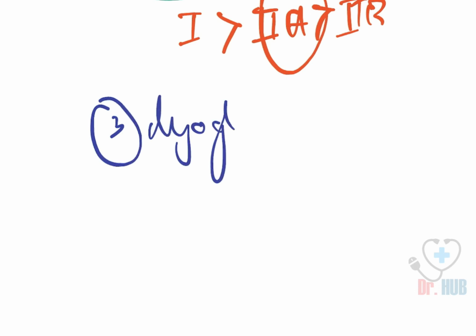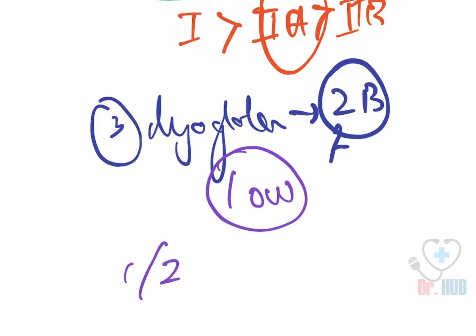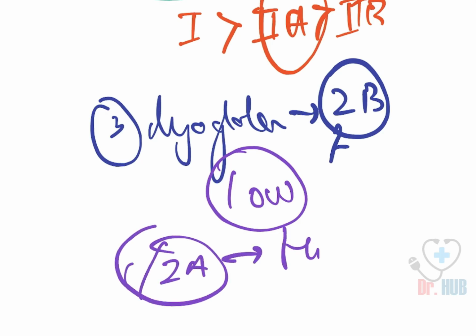Next is the amount of myoglobin content in case of type 2B. The myoglobin content will be low, whereas in comparison, in type 1 and 2A it is high.